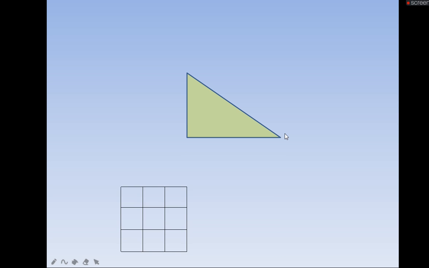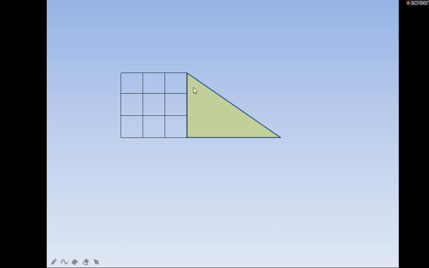Now for this triangle, let us make a square on the side of 3 centimeters. If we make a square on it, obviously a square has all four sides equal. So there will be 1, 2, 3, 4, 5, 6, 7, 8, 9. 3 threes are 9 centimeter square.